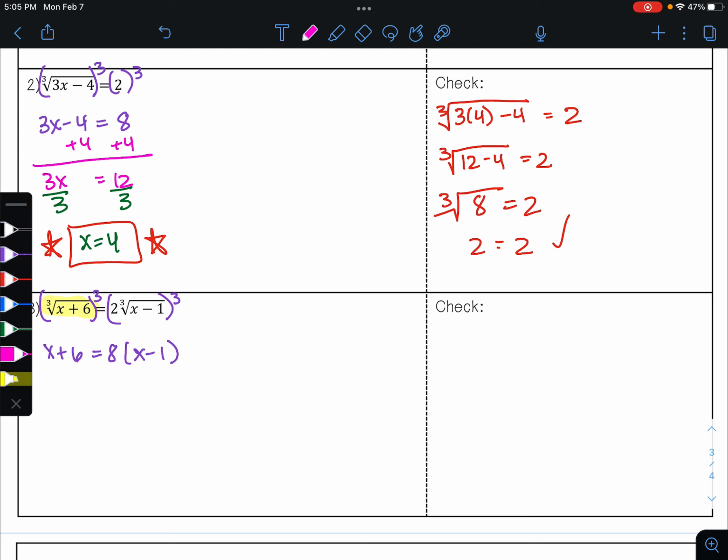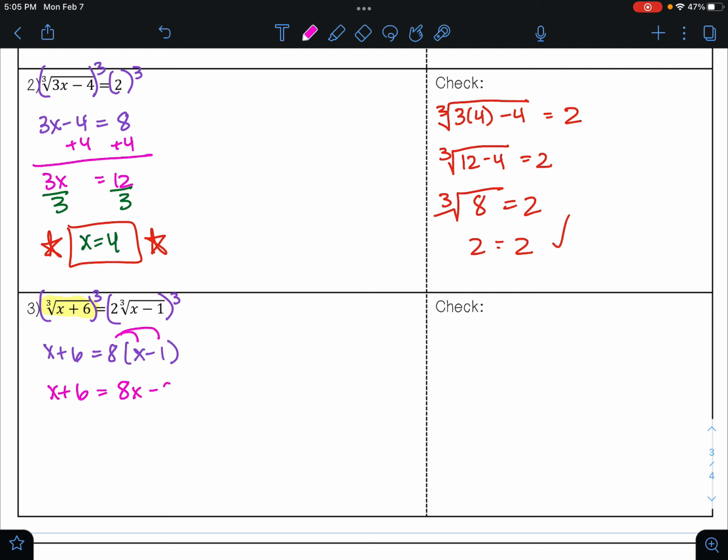From here, I can go ahead and use the distributive property. So I'll have x plus 6 is equal to 8x minus 8. Next, I want to get my x's on the same side of the equation. So I'm going to go ahead and subtract 8x from both sides. And so I'll have negative 7x plus 6 is equal to negative 8.